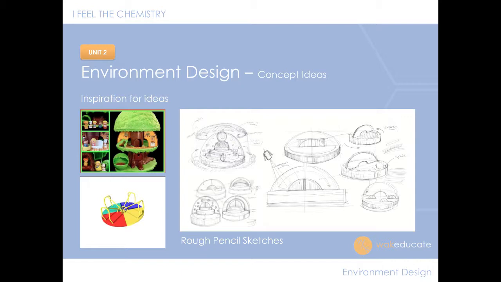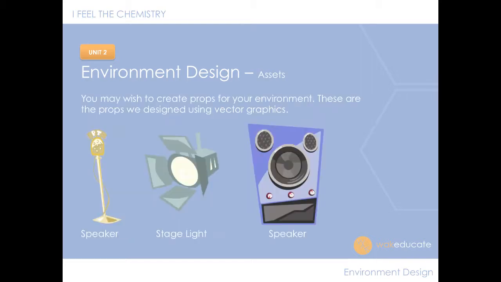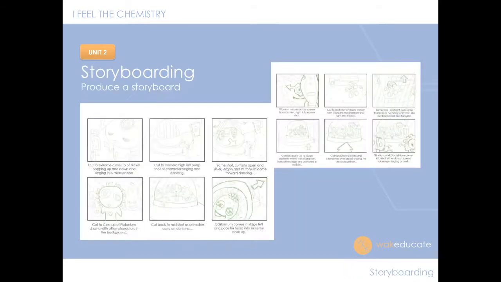So generally I get my inspirations from the internet, and I began roughing pencil sketches out to develop a set design. Did you also know that if you've got any buildings or environments that you've built in AutoCAD, you can also directly import them into Autodesk Maya, so this may help you. So please take a look at the link below if you're interested. In this case also I've created some props because we're doing a stage set design, so these have been created once again with vector graphics. And we have videos to support this, and the storyboard.